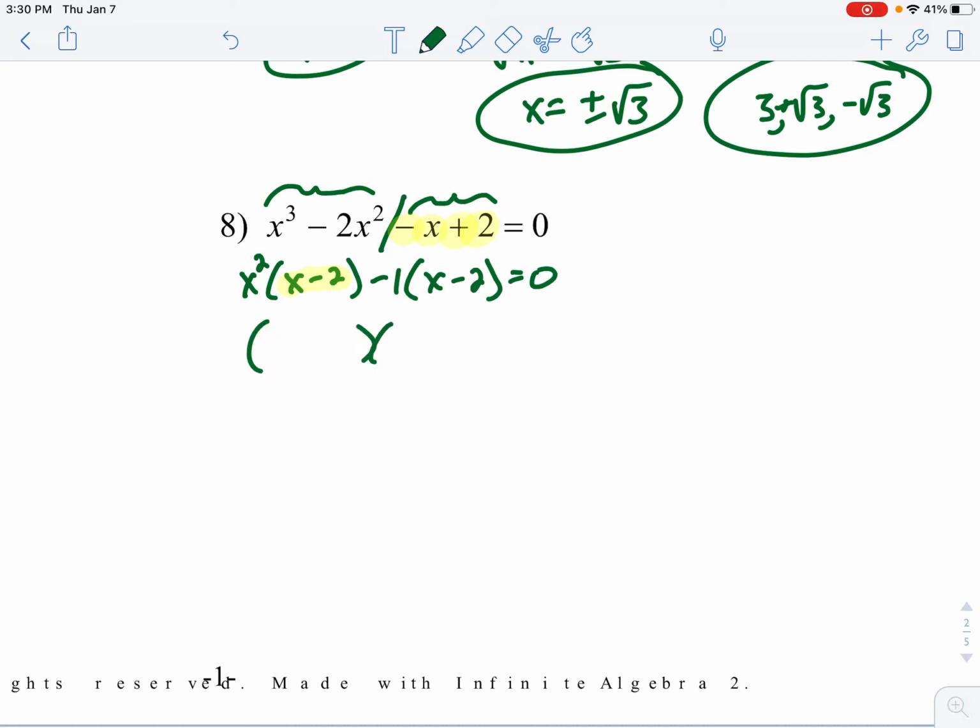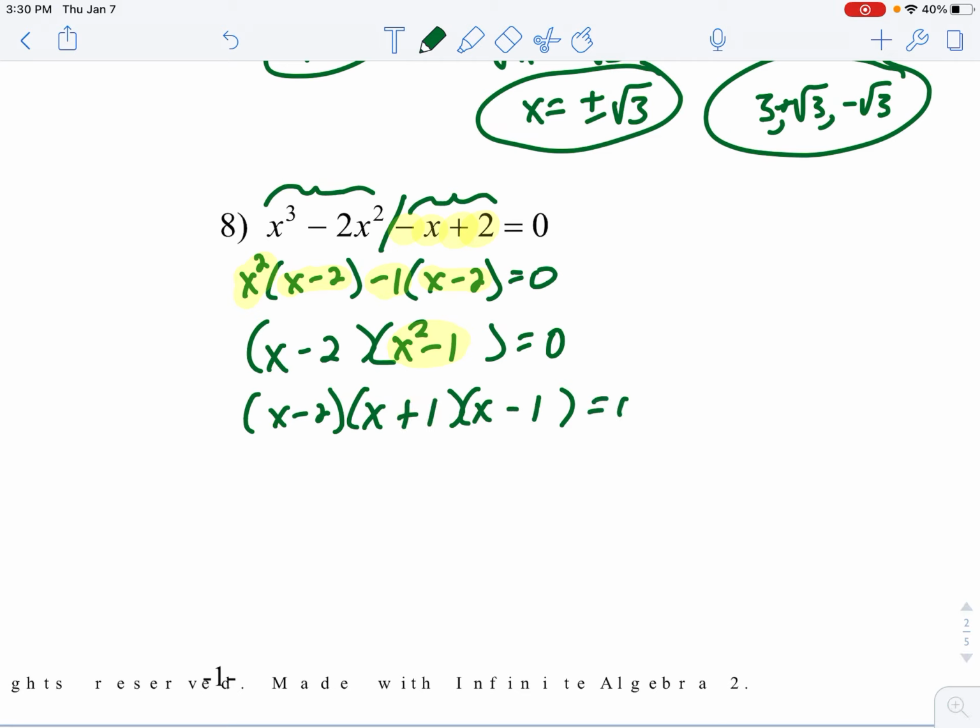So now, when I break it down, the x minus 2 goes in one set of parentheses, and then x squared minus 1 goes in the other set of parentheses. But wait, there's more. X squared minus 1 is a difference of squares. We talked about this in the previous lesson. A difference of squares can break down into x plus 1, x minus 1. So now this is completely factored.